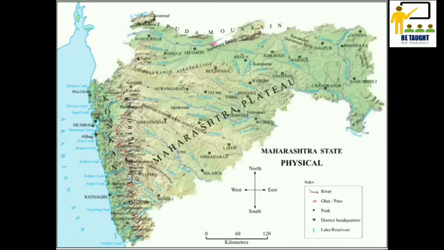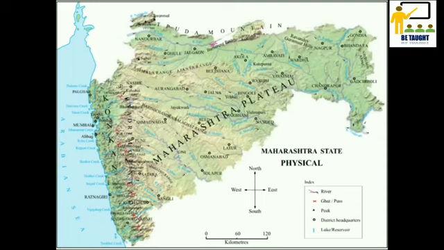What is the name of the mountain that spreads from north to south in our state? Yes, it is the Sahyadri mountain. What is the name given to the region to the west of this mountain? It is the Konkan region. On the shore of which sea does this region lie? It is the Arabian Sea.